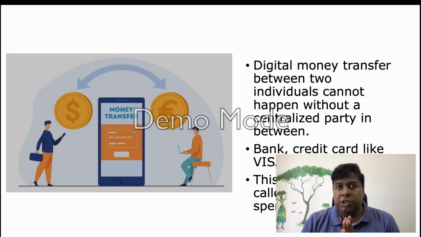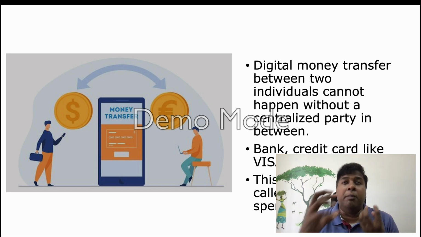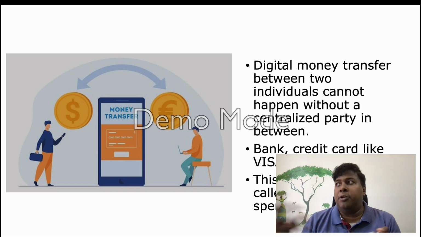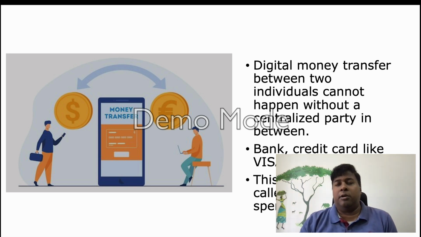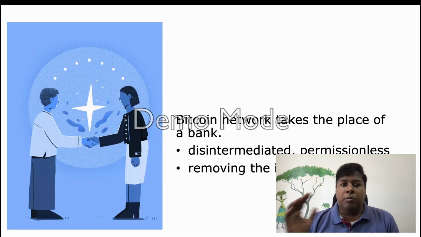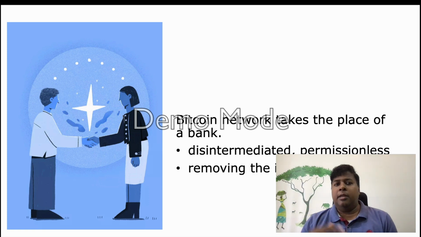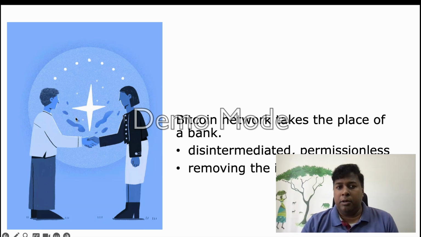That is the thing about digital: when you have digital money, it cannot be copied. It cannot become two copies and you cannot be sending it twice, right? That is why you need a third party to make sure that money goes out of this person's account and goes into this person's account, right? So that is the problem with double spending. That is why a third party is very much required in between. So Bitcoin takes the place of a bank, or any kind of centralized third party, and makes sure money goes directly between two people without anybody in between. This is called disintermediated or permissionless, and you're just removing the intermediary.